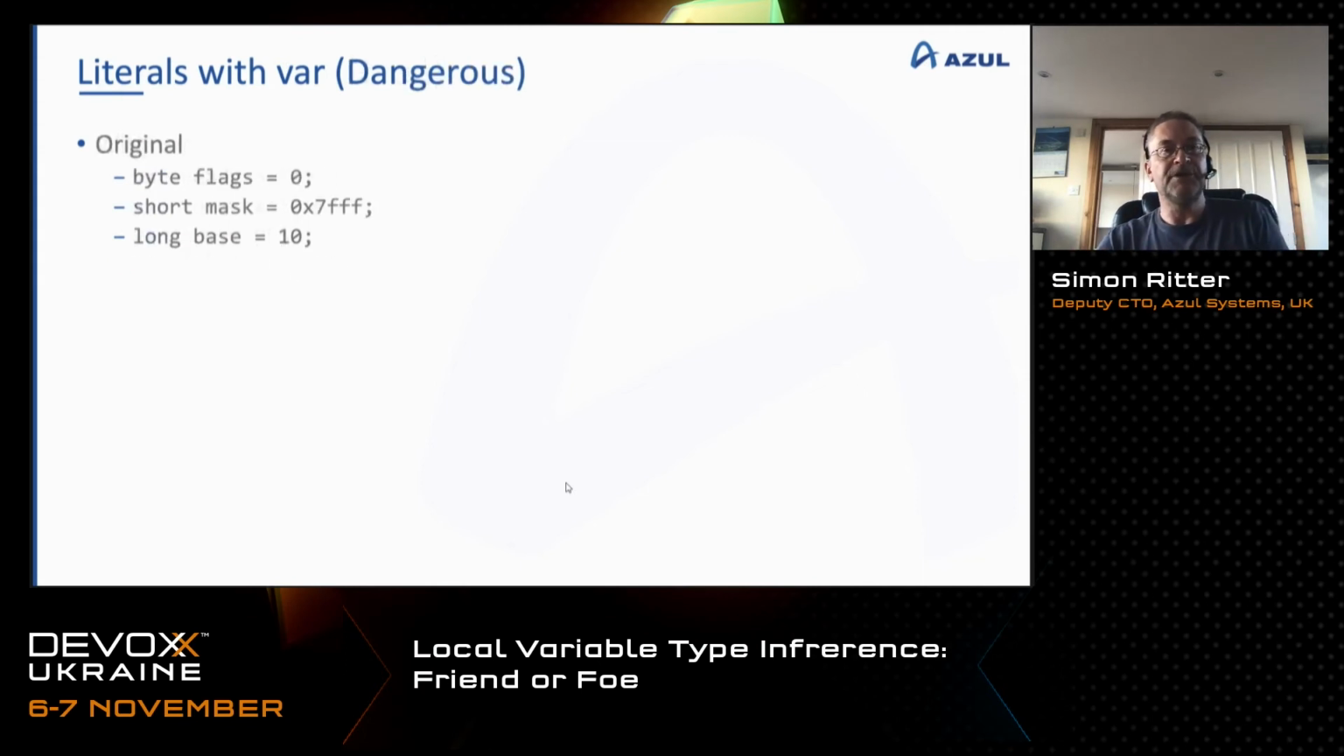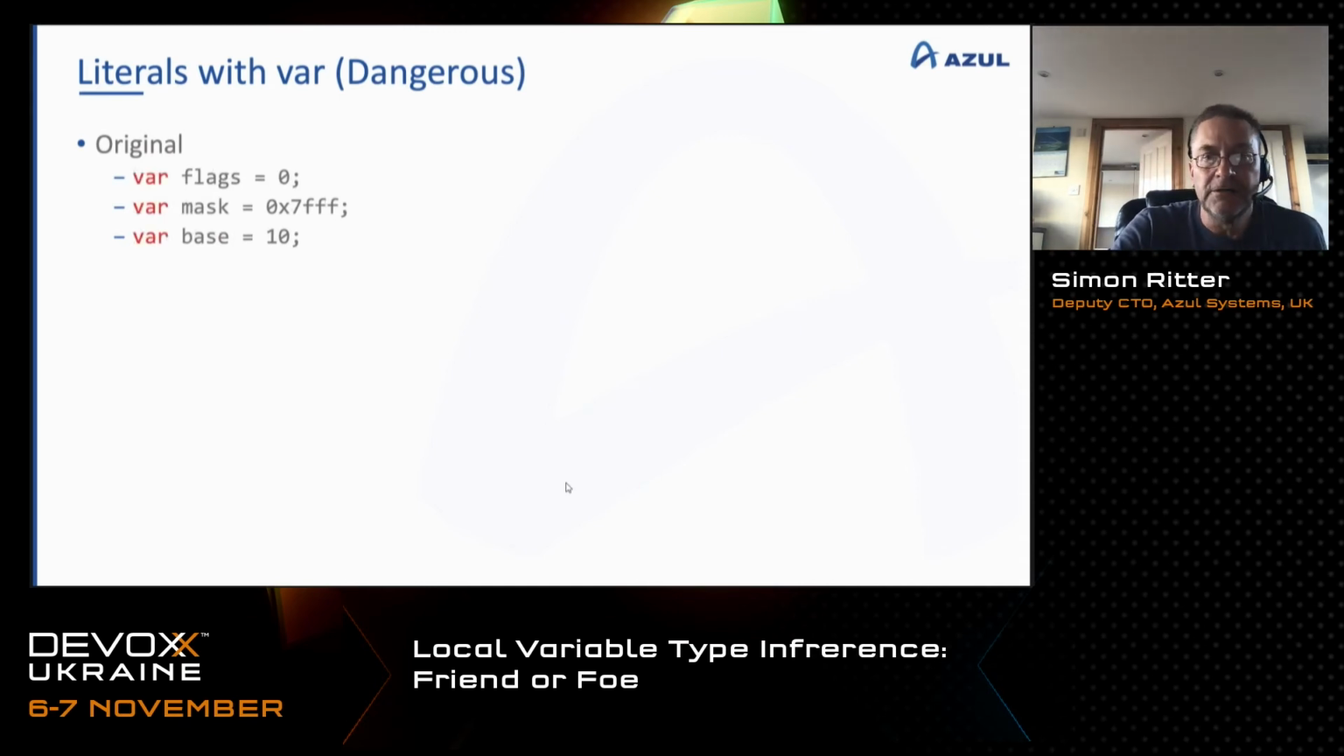However, we do need to be careful when we're using numeric types. In this case, let's say I have 3 variables, byte flags, short mask, long base, and I assign values to those. If I then use those in a particular way, so let's say I'm writing information across a network and I'm relying on the size of these types in order to interpret data at the other end. So I'm writing a byte, which is 8 bits. I'm then writing a short, which is 16 bits, and then writing a long, which is 64 bits. So I can write all those, and I know that when I read the information from the other end, I'm reading 1 byte, 2 bytes, 8 bytes.